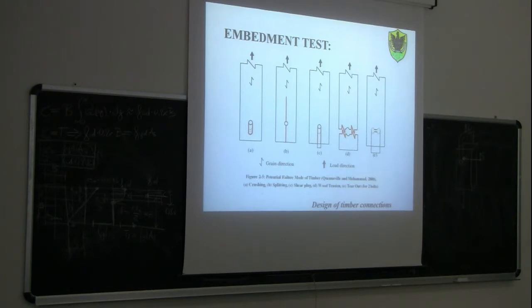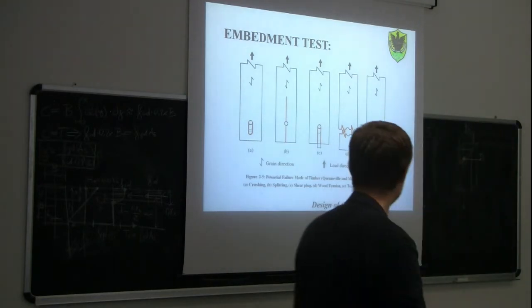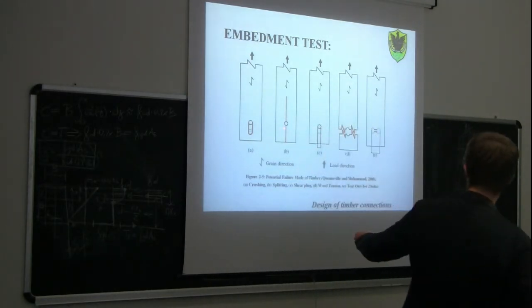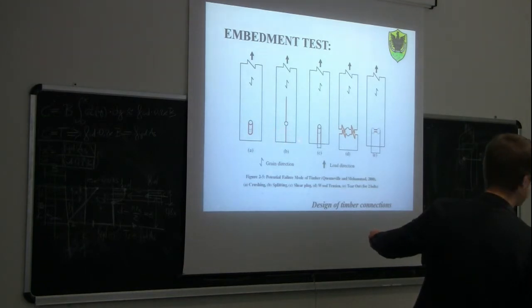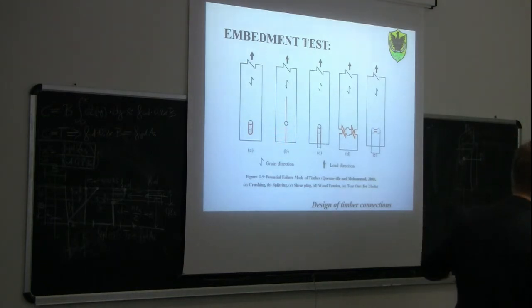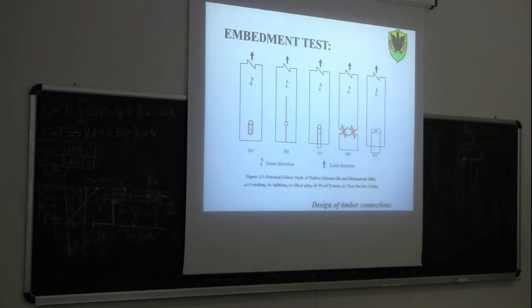Then another type of failure load is the one displayed in B, which is splitting. In this case, the wood may fail in tension perpendicular to the grain, because in this region here we have some secondary tensile stresses perpendicular to the grain. And since wood is very weak perpendicular to the grain, we can expect this splitting, so this crack, that is going to cut the specimen in two. So this is called splitting.